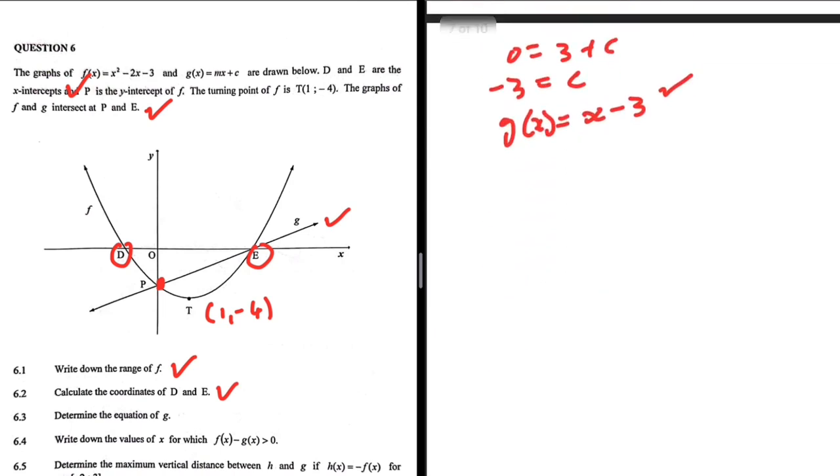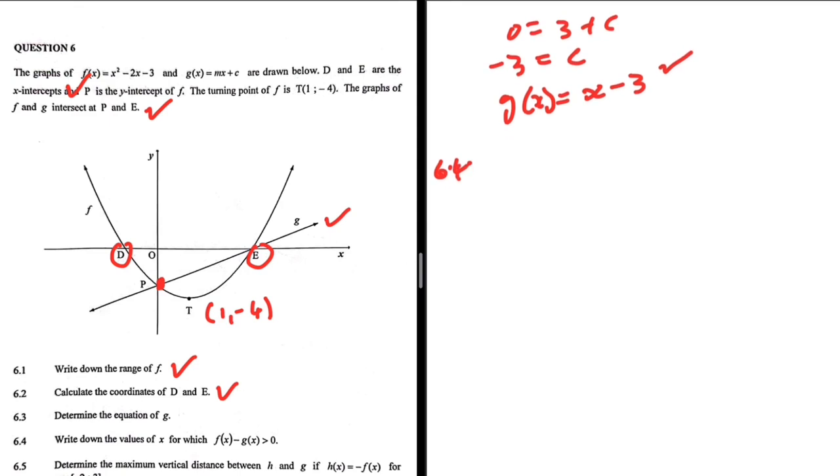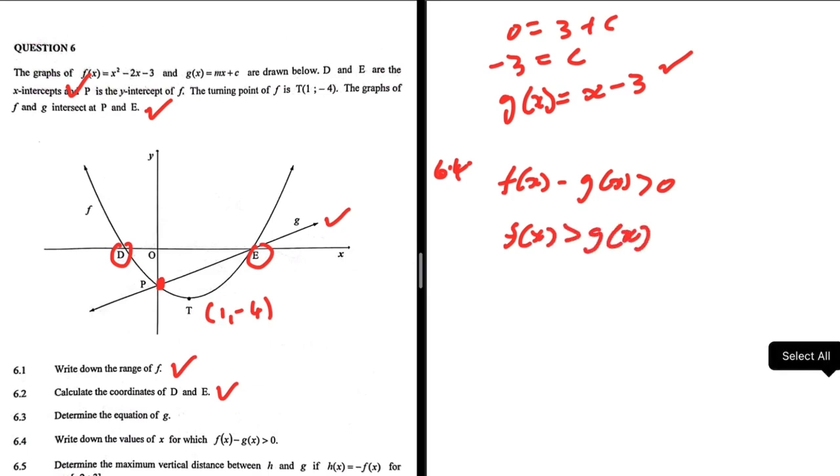Let's take a look at 6.4. On 6.4, write down the coordinates of x for which f of x minus g of x is greater than 0. Well, you can answer this question as it is, or you can just write it as f of x is greater than g of x. We're just taking g of x to the right hand side. So now we're just looking for values of x for which the graph of f of x is above the graph of g of x, right?